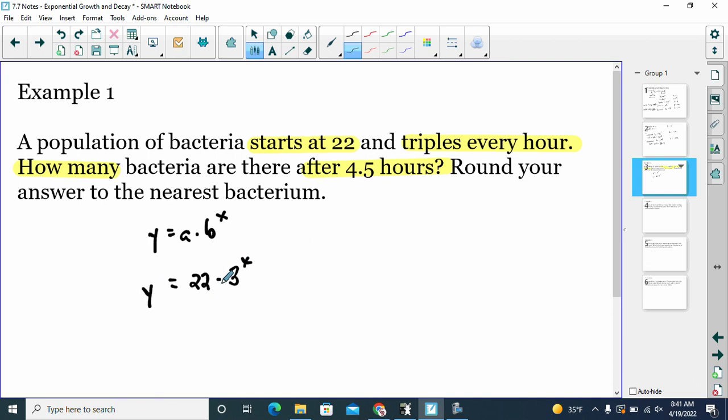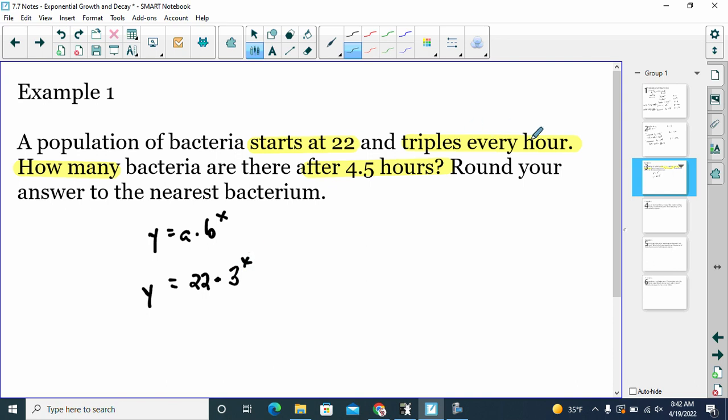So our equation here, that's a times sign. Our equation is y equals 22 times 3 to the x. We're looking for the final amount of bacteria, which is our y value. X is the number of times that it multiplies by 3. So if it multiplies by 3 one time, it would be 22 times 3. And 2 times, we would put 2 in there. 22 times 3 times 3, or 3 to the second, and so on.